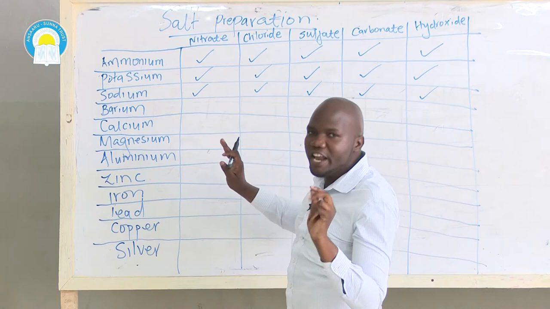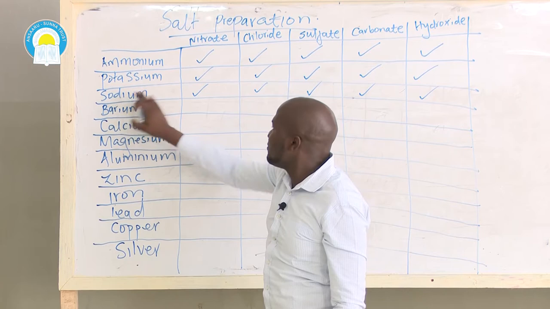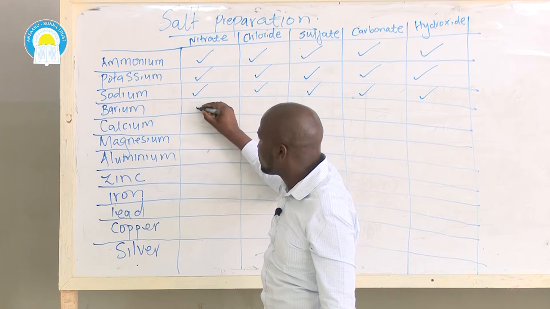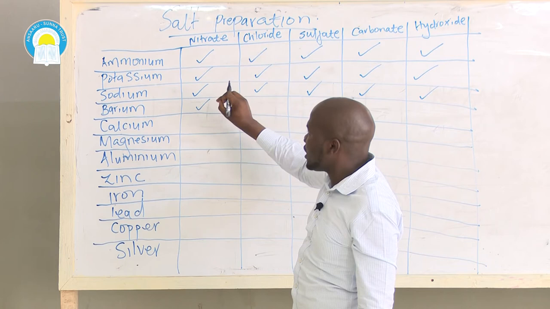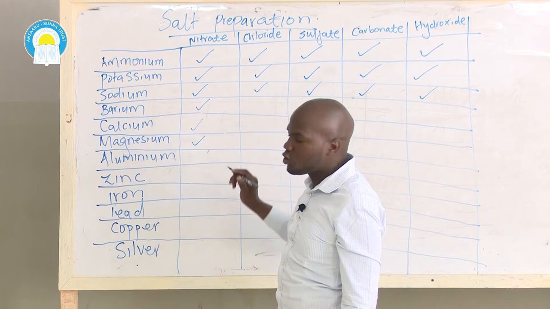So that means ammonium nitrate is soluble. Potassium nitrate is also soluble. Sodium nitrate is also soluble. Barium nitrate is also soluble, because I have said I will be using a tick to show that this salt is soluble. So I'm saying barium nitrate is also soluble. Calcium nitrate is also soluble. Then magnesium nitrate is also soluble.